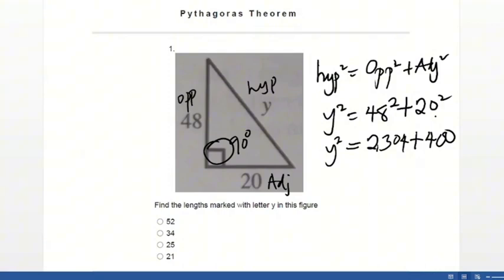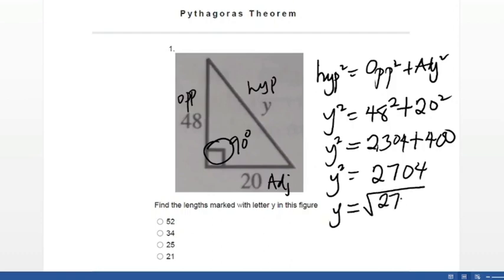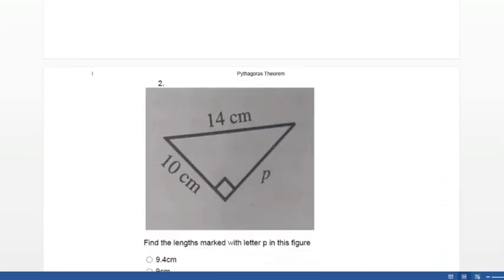So that gives us 2704. So that is y squared. But it's not y squared we're looking for, we're looking for y. So this means to find the square root of both sides. That is the square root of 2704, and that gives us y equals 52 units. So that is 52. That's option A. I hope that is very clear. So we go to the next question, number 2.